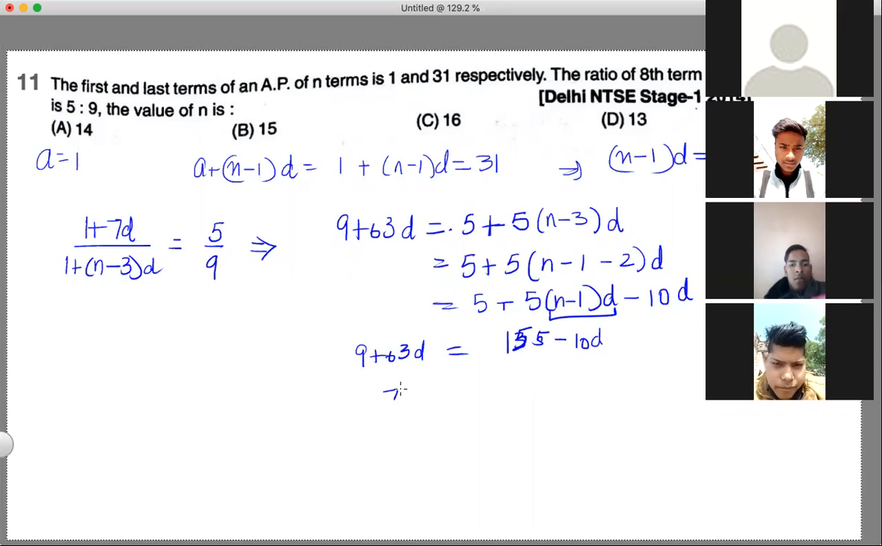So I can get that here. 73d is equal to 155 minus 9, 146. So d is equal to 2. Okay, so we can go and put that there. So n minus 1 is equal to 15 and n is equal to 16. So C is the answer. Understood?